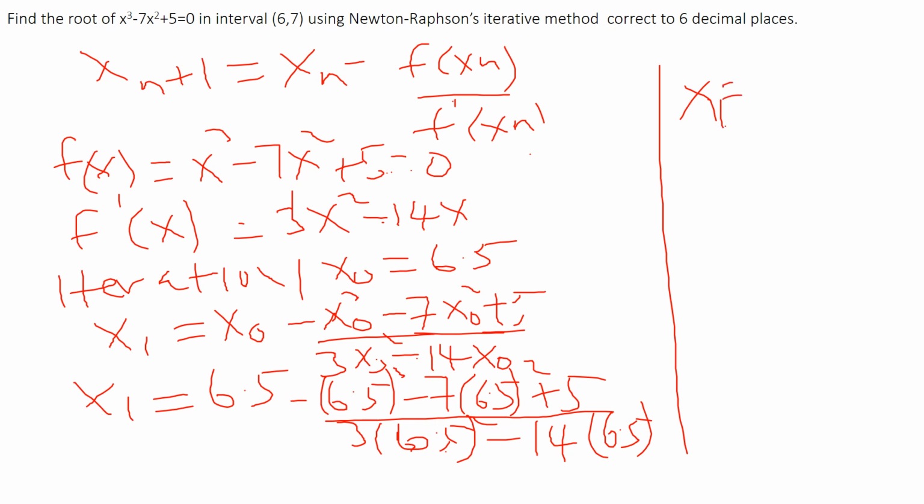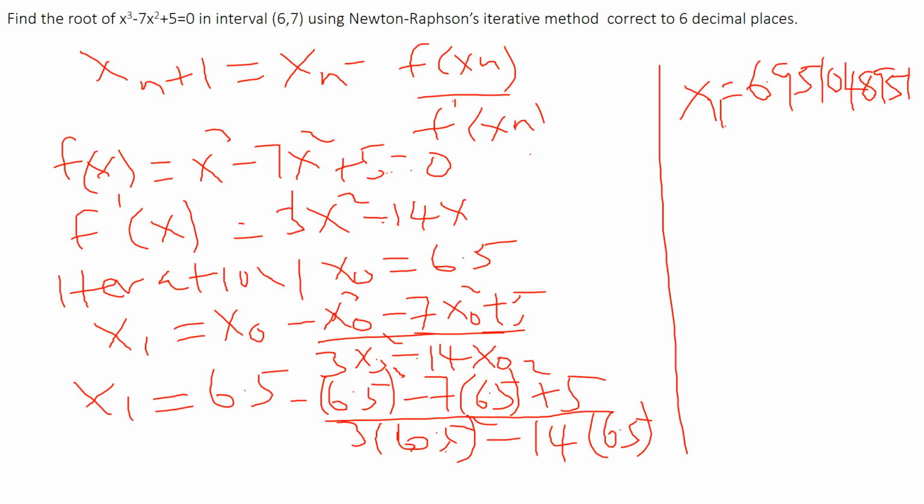If we work this out, we are going to have our x1 equivalent to 6.951048951. So that is our first approximation of the root.